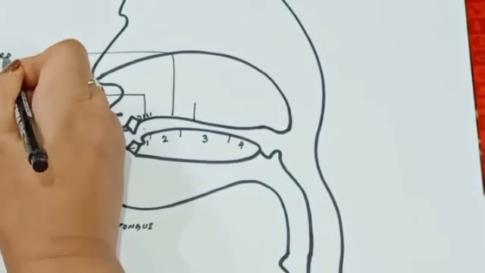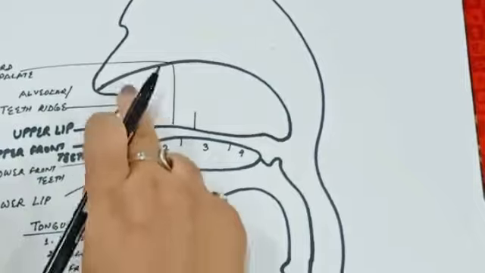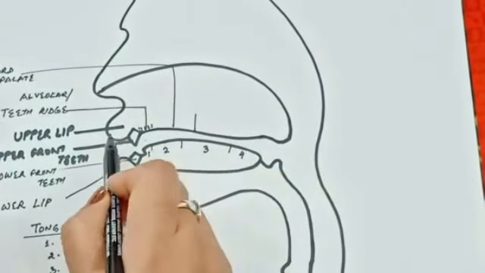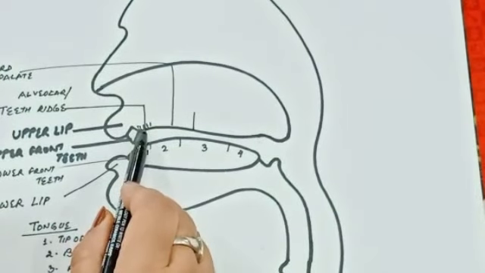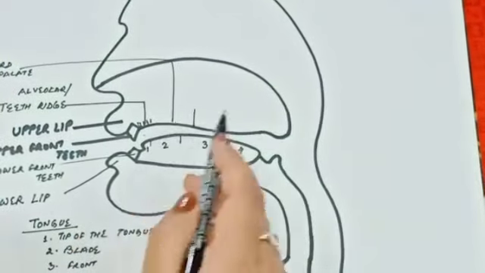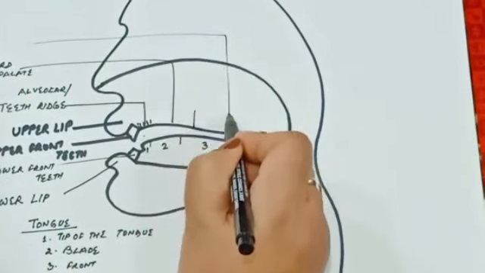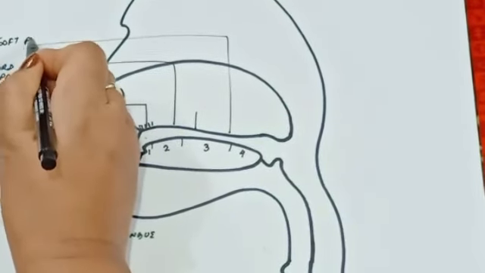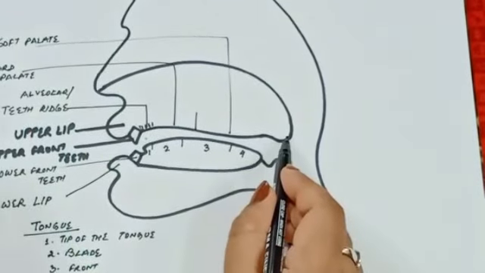This entire thing is the roof of the mouth. So this part is actually the palate, and we divide it into the alveolar or the teeth ridge, the hard palate, and then the soft palate. The soft palate. And the last part that we have hanging there is the uvula.